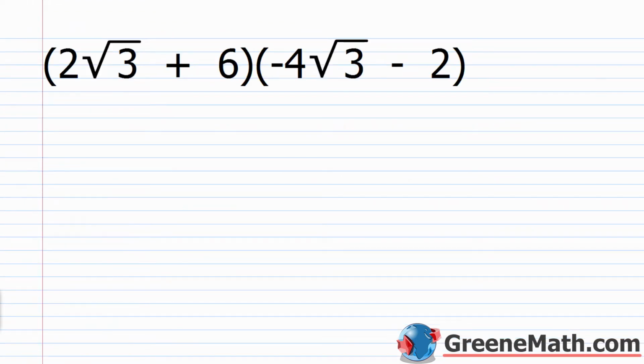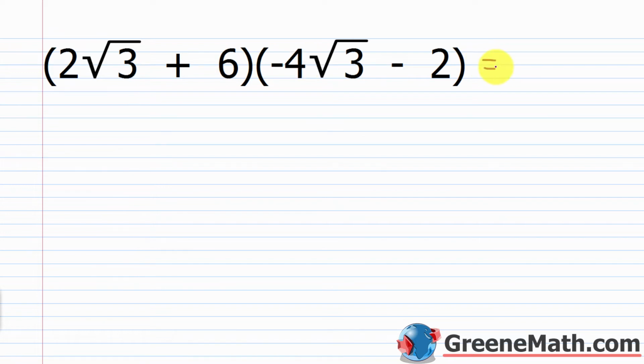All right, let's get into something that's a little bit more complex. So I have the quantity 2 times square root of 3 plus 6 times the quantity negative 4 times square root of 3 minus 2. So the way we're going to do an operation like this, we're going to use FOIL, just like when we multiply two binomials together, right? We have 2 terms here and 2 terms here, so let's use FOIL.